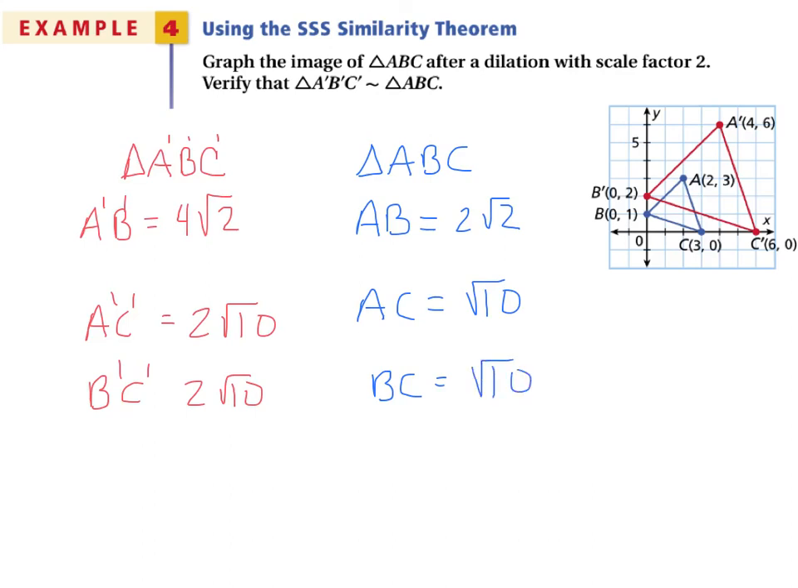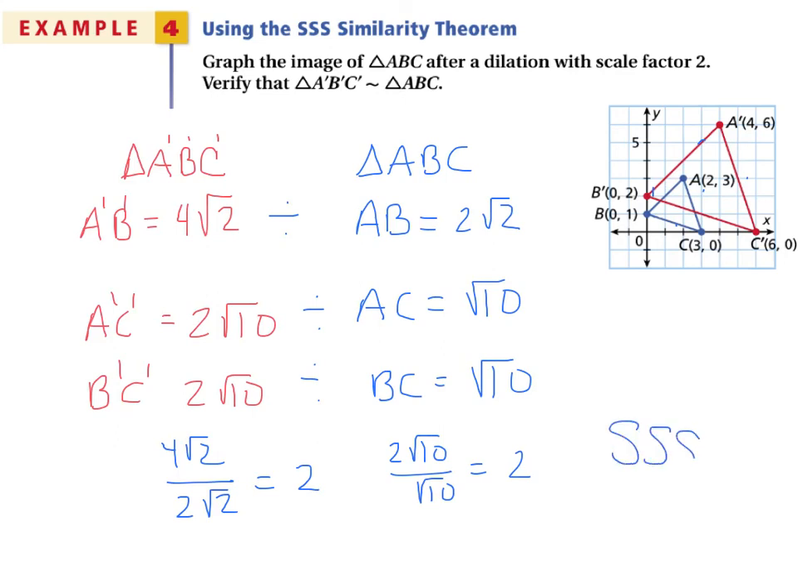root 10 as well. Now, if we find the ratio, let's say we divide each of these. We could take 4 root 2, the length of A'B', divided by the length of AB. That would give us 2. And then we could take 2 root 10 divided by root 10, which is the same on both of these. And that would also be 2. So we know the ratios of all 3 sides are all the same. Therefore, we can say side, side, side similarity. These triangles are similar.